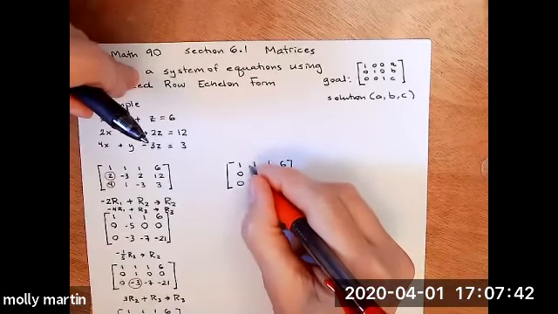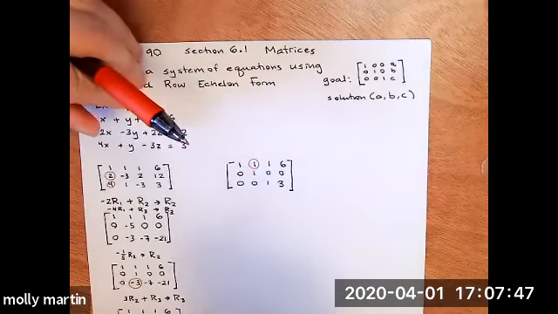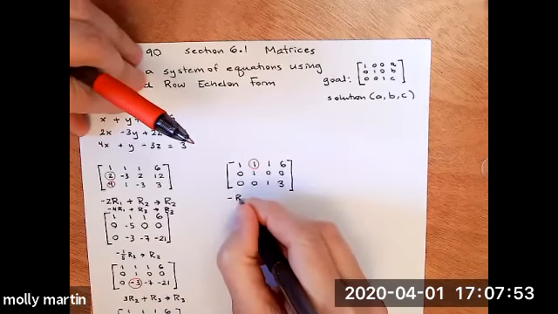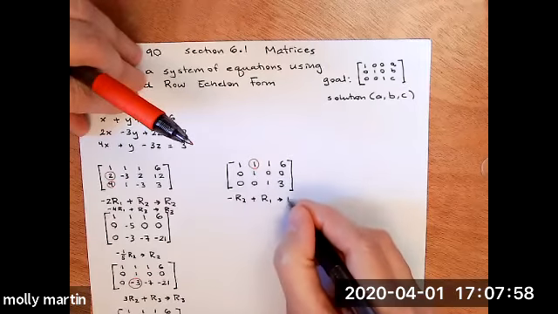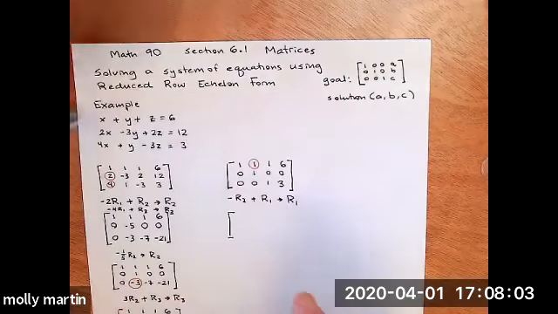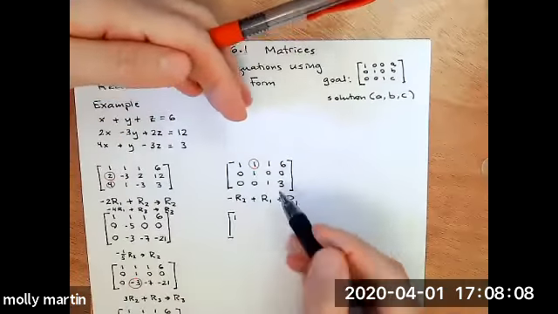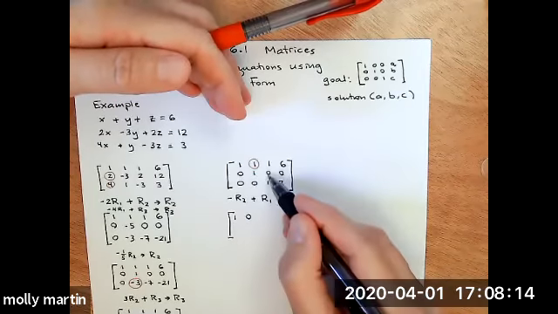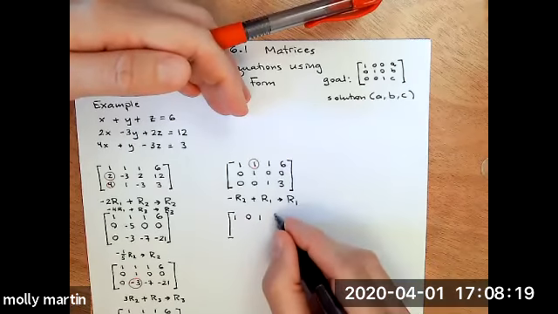Next, I want to get rid of this 1. So I use -row 2 plus row 1 to give me a new row 1. So 0 and 1 makes 1. -1 and 1 makes 0. 0 and 1 is 1. 0 and 6 makes 6.